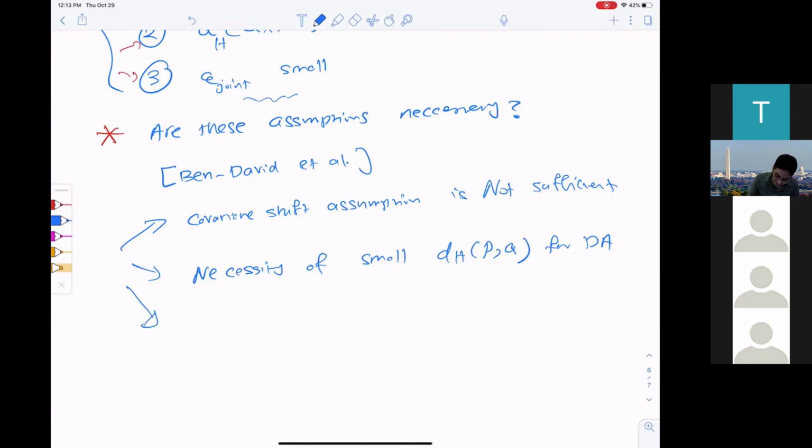And similarly, they have a result on the necessity of having a small joint training error between source and target if we had labeled target samples.